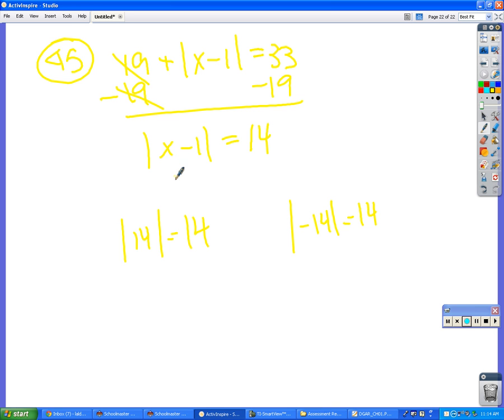15, and that's the easy one. That's the one you get when you just add 1 to both sides. What would x equal to make the stuff inside there equal negative 14? Negative 13, okay, good. So this one actually has 2 different answers. If x is 15, it'll work, and if x is negative 13, it will also work.